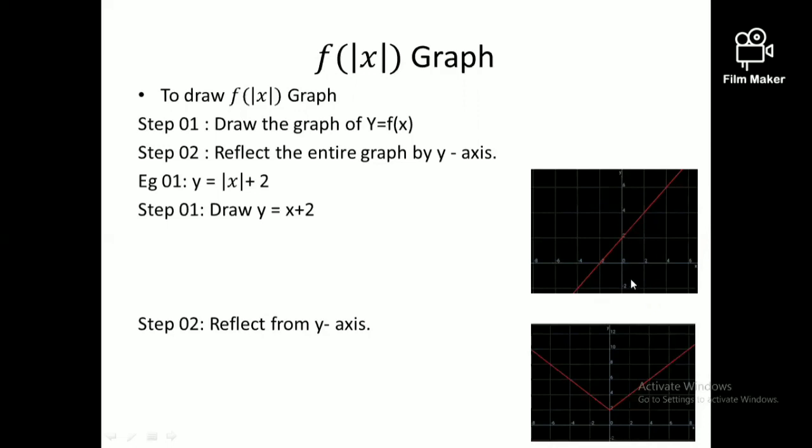Now you have to ignore this bit. You have to ignore the negative part of the graph and reflect the positive part from the y-axis. Just like you are keeping a mirror over here, this part would be crossed and this would be reflected like this. This is the graph of that. It reflects from the y-axis. The intersection is 2.